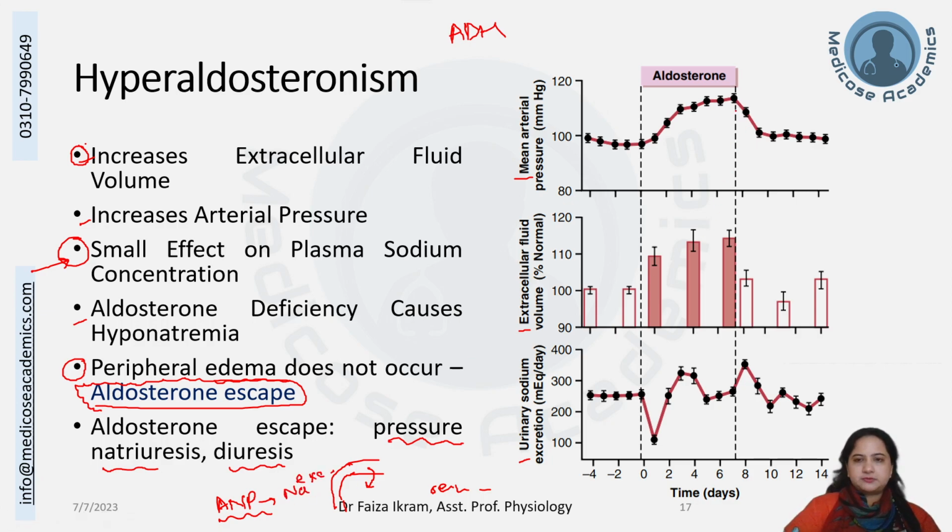So despite the high aldosterone levels, urinary sodium excretion, which was first decreased, will then start increasing despite the excessive aldosterone. The reason is pressure natriuresis, pressure diuresis, atrial natriuretic peptide, Starling forces in combination. This is known as aldosterone escape. So after aldosterone escape, what will we find?